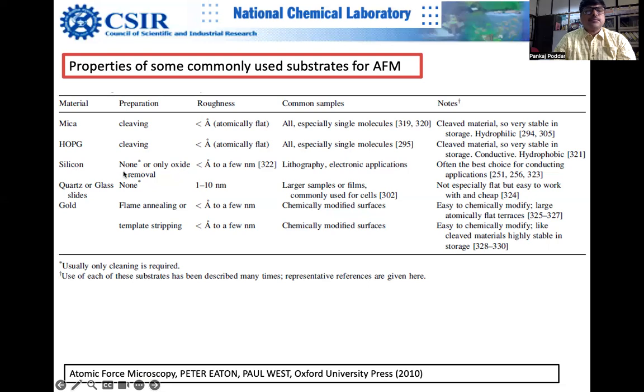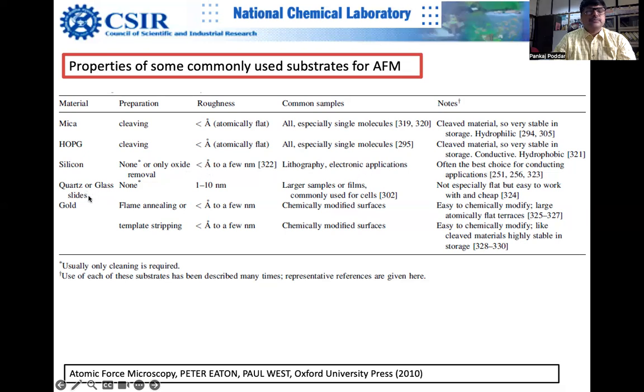Silicon, you can use it after removing oxides. Then its surface roughness varies from sub-angstrom to a few nanometers, as I mentioned earlier. You can do lithography and electronic applications. It is a versatile substrate, no doubt about that.